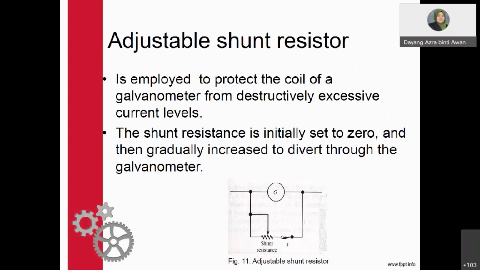And also an important part in the design of the galvanometer is what we call the adjustable shunt resistor. So this is your galvanometer, and this is where you need to place your shunt resistor to control the excessive current that passes through the galvanometer. Make sure when you do the measurement, you put a proper galvanometer for measurement. If too big a current enters the galvanometer without the shunt resistor, it will damage your meter.